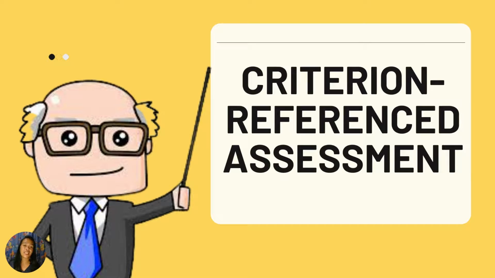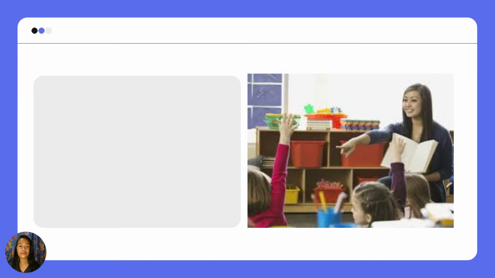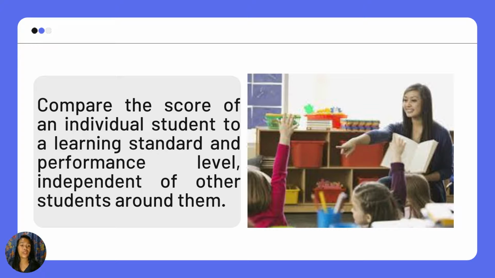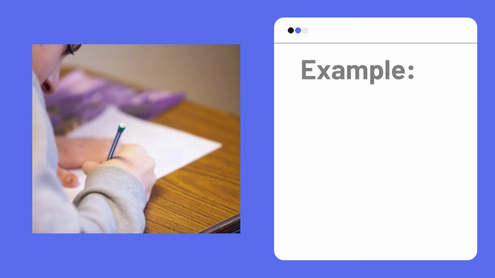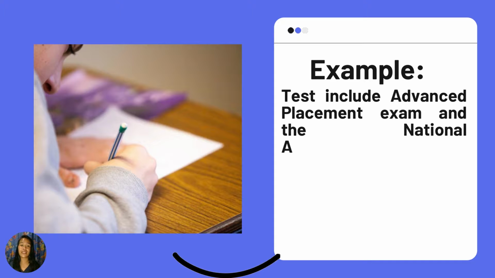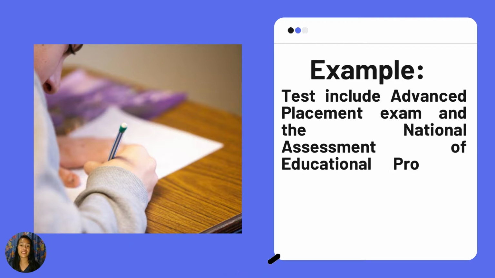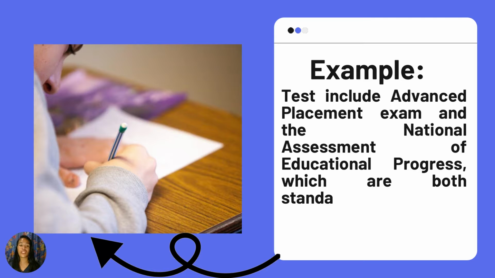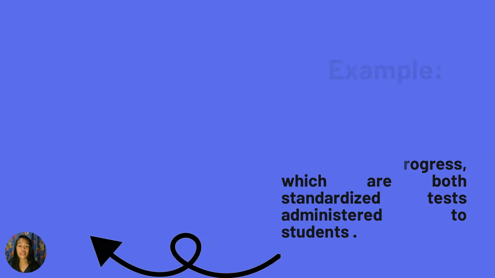Let's move on to the last assessment, which is the criterion reference assessment. When we say criterion reference assessment, it compares the score of an individual student to a learning standard and performance level independent of other students around them. So, examples of this assessment include tests like the advanced placement exam and the National Assessment of Educational Progress, which are both standardized tests administered to students.